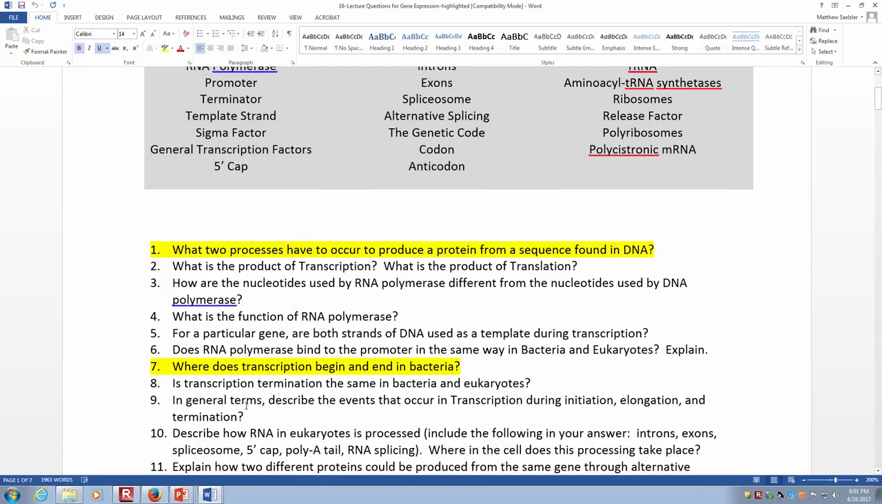Number 7, where does transcription begin and end in bacteria? What I'm asking is, what's the segment of DNA that signals the beginning of transcription, and what's the segment of DNA that signals the end of transcription in bacteria? Right. The promoter signals the beginning, and the terminator signals the end. Eukaryotic cells also have promoters that signal the beginning, but they have a different segment of DNA, called something else, that signals the end of transcription. You don't need to remember it for this class.